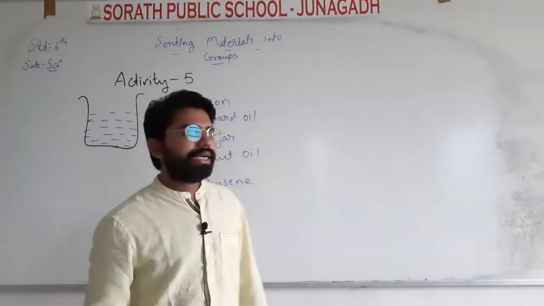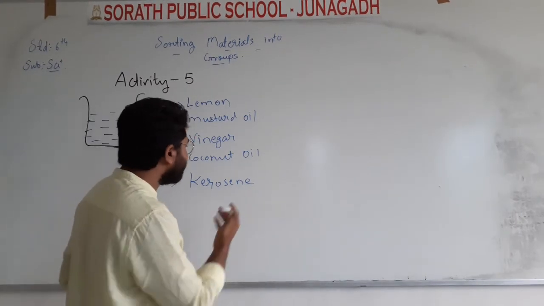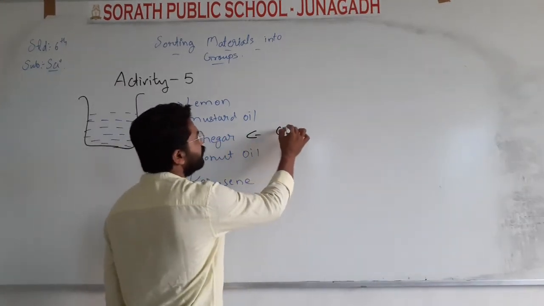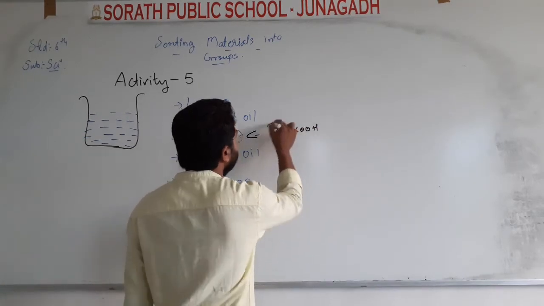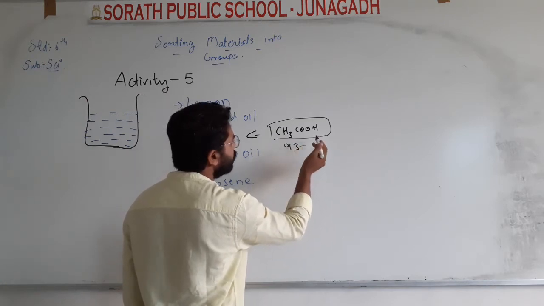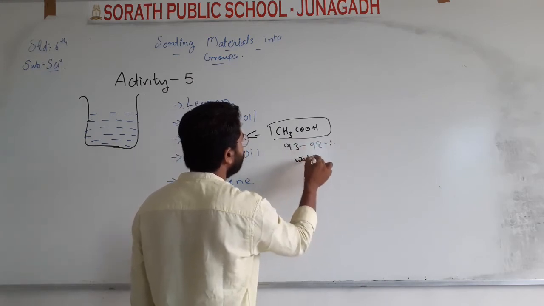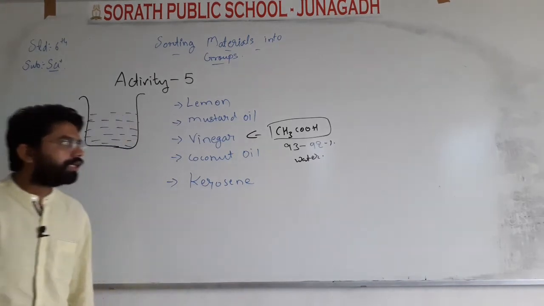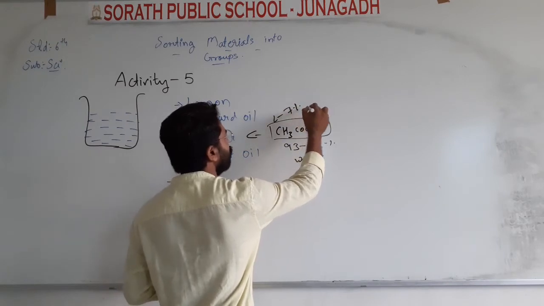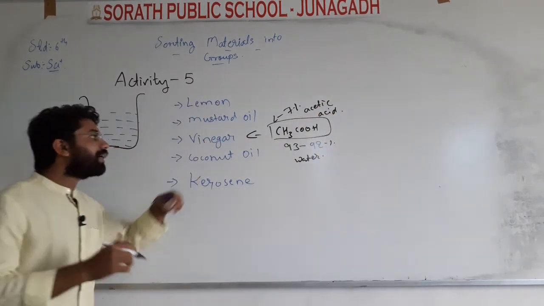Vinegar क्या है, तो क्या विनेगर का एक फॉर्मूला है, उसे एसिटिक एसिड से बना हुआ होता है. किससे बना हुआ होता है विनेगर? विनेगर एसिटिक एसिड से, CH3COOH इसका फॉर्मूला है. And 93 to 92% of water is there, and remaining it is 7% of acetic acid is there. Okay, that makes the vinegar.